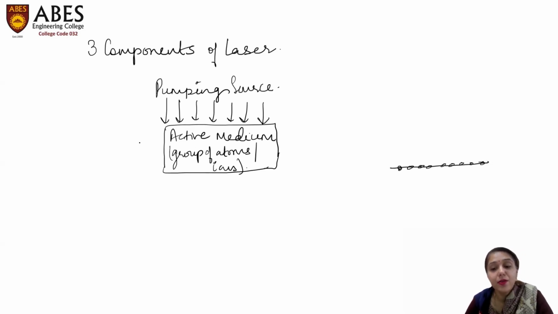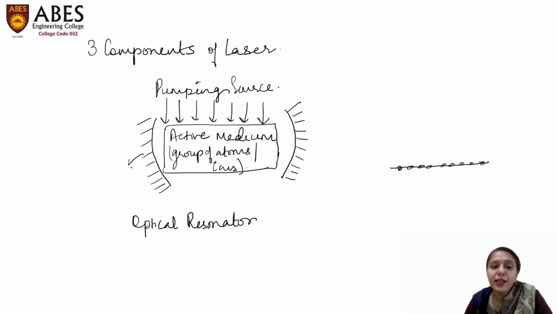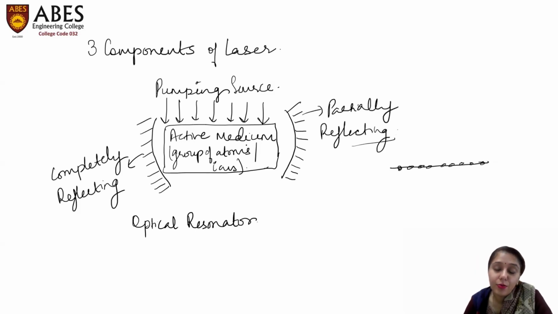And the third component is almost the same in every kind of laser. That is the pair of mirrors, which we call the optical resonator. On one side, it is completely reflecting, and on the other side, it is partially reflecting. The partially reflecting side is the one where the beam output, the laser light output, is there.